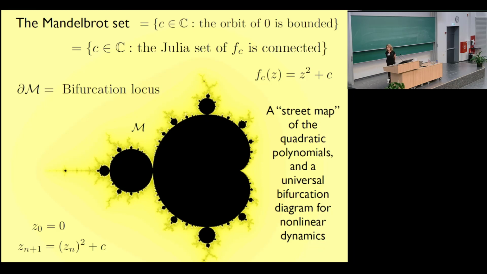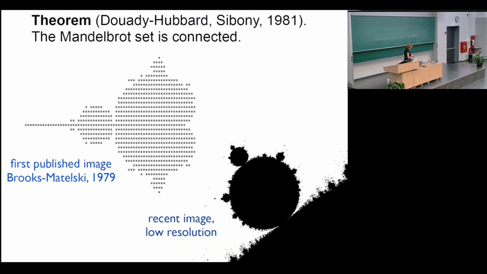But beyond these quadratic polynomials, it's also something I would call universal, because this same image, this same bifurcation set, arises when we study a lot of different nonlinear dynamical systems. And I'll say a little bit more about this in a moment. But let me go back in time and say a bit of the history of this set.